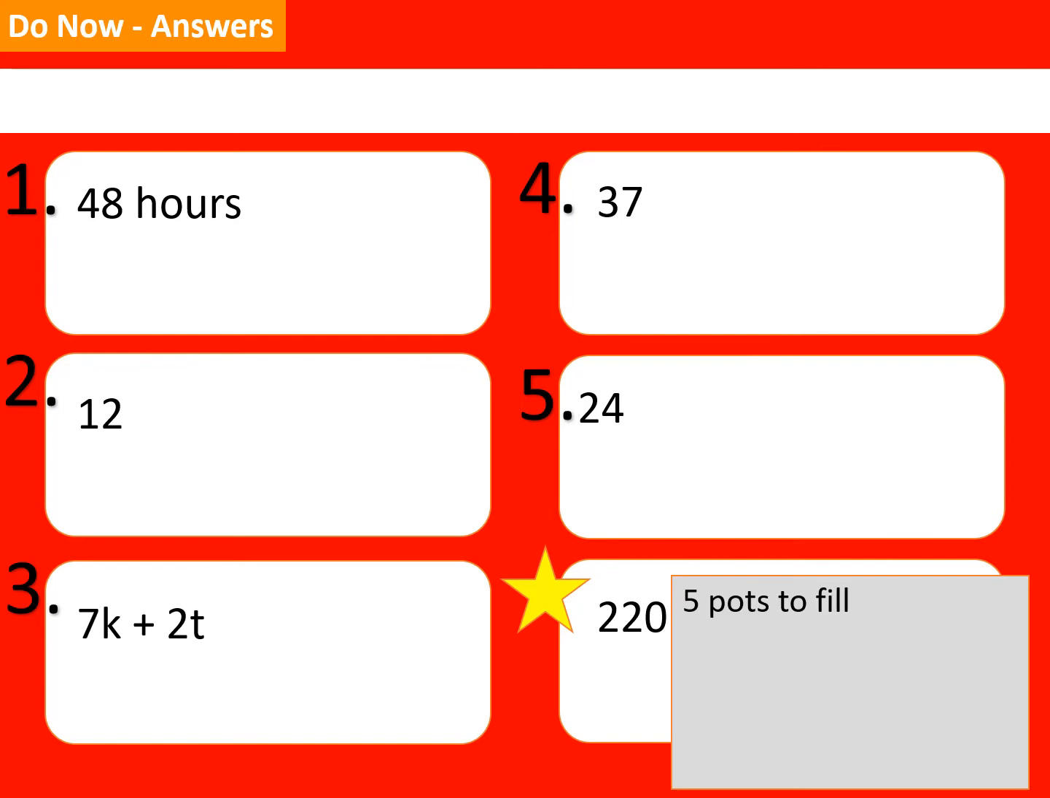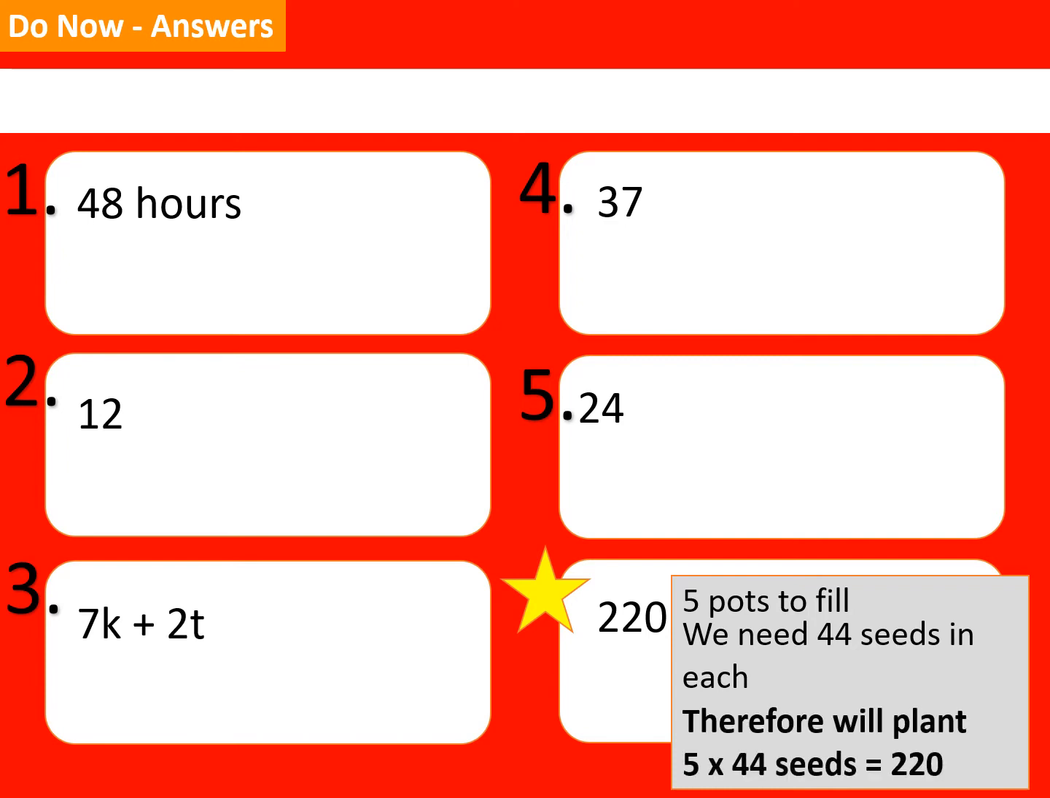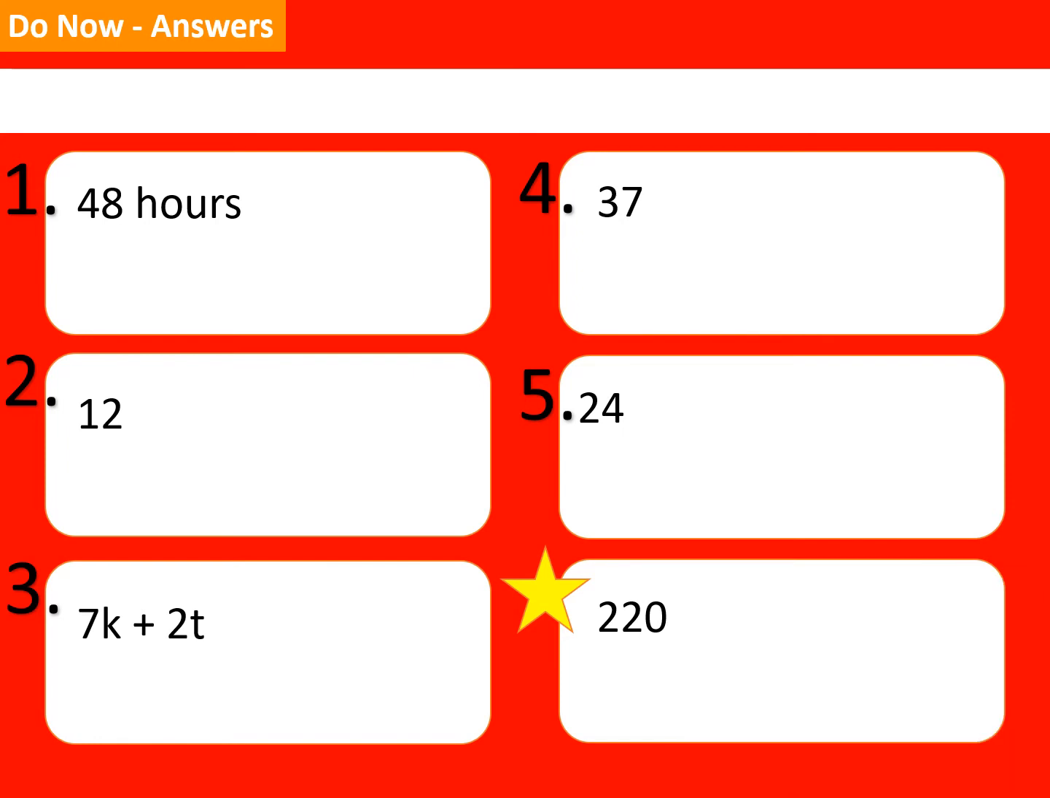If there are 5 pots to fill, and Ethan wants to put 44 in each, this means we need to multiply 5 by 44 to see how many seeds in total have been planted. So if we do 5 times 44, that will equal 220, and that means that he has planted 220 seeds.